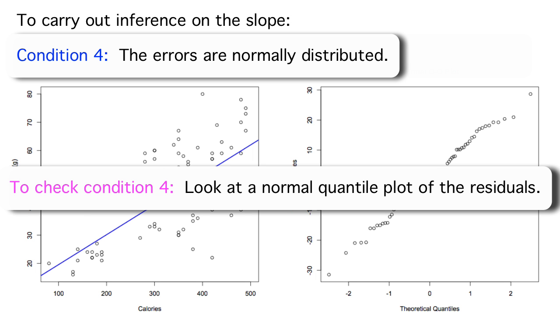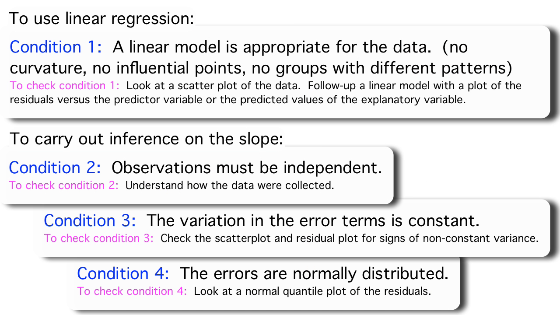When all the other conditions hold, but we have a normal quantile plot of the residuals that doesn't follow a straight line, then the inferences we could make could only be considered approximately correct. In summary, here are the conditions that must be satisfied in order to use linear regression sensibly and carry out meaningful inferences for the slope.